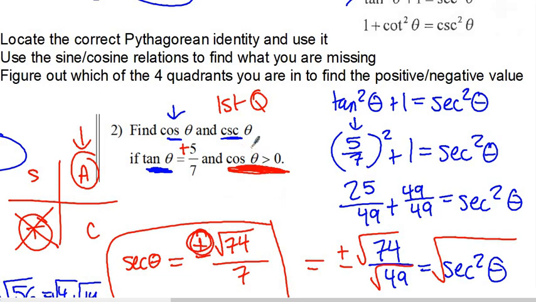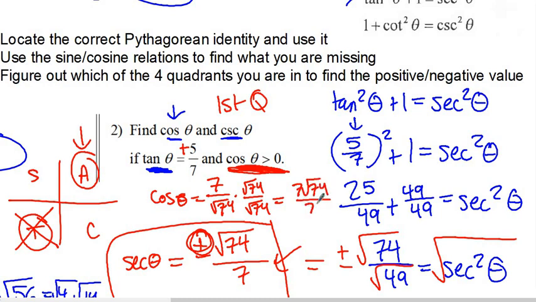So let's find these other two things. So cosine is just the reciprocal of secant. So in that case, cosine of theta is the reciprocal of this, which is 7 over root 74. And we can multiply the top and the bottom by root 74, and that will give us 7 root 74 over 74. So there's the cosine right here. Cosine is that. Now how can we find cosecant?